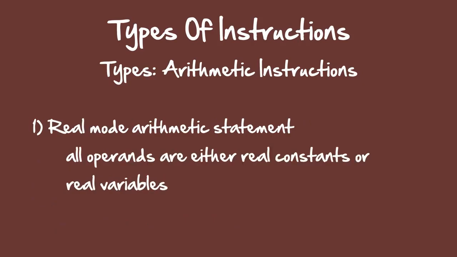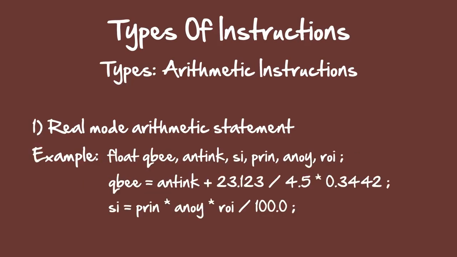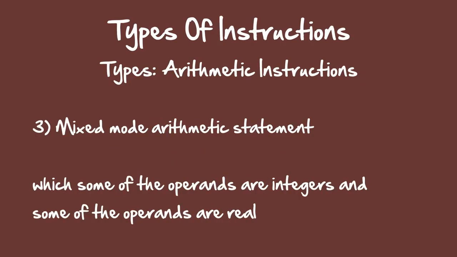Now the second one is real mode arithmetic statement. This is an arithmetic statement in which all operands are either real constants or real variables. The example is like this. Here in this example, all operands are real. That's why it is called real mode arithmetic statement. Now the third one is mixed mode arithmetic statement. And obviously this is an arithmetic statement in which some of the operands are integer and some of the operands are real.